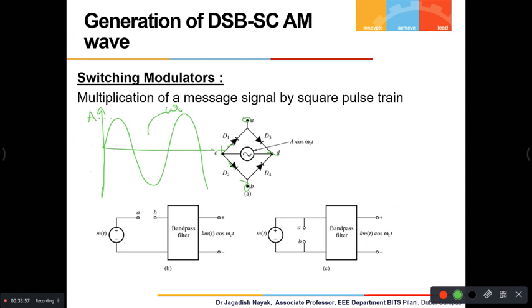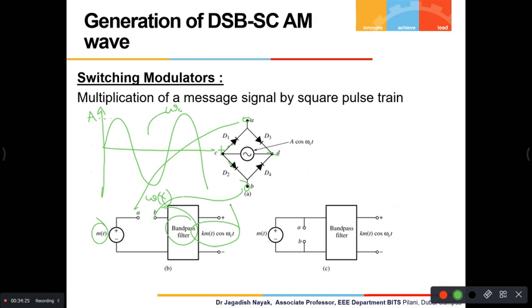Now see, this is your message signal, and this A and B will come here. And this is going to generate this W of t. That's a square wave train. It need not be only a pulse train, it can be a square wave train also. Then after that you pass it through a band pass filter, and what you get is k into m of t into cos omega ct.